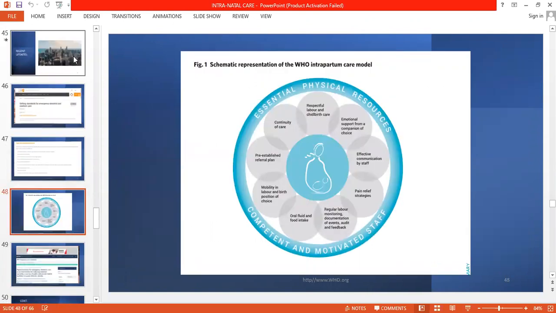This is the diagrammatic representation of the WHO intrapartum care model, and it includes respectful labor and childbirth care, emotional support from a companion of choice, effective communication by staff, pain relief strategies, regular labor monitoring, documentation of events, audit and feedback, oral fluid and food intake, mobility in labor and birth, position of choice, pre-established referral plan, and continuity of care of woman and child.